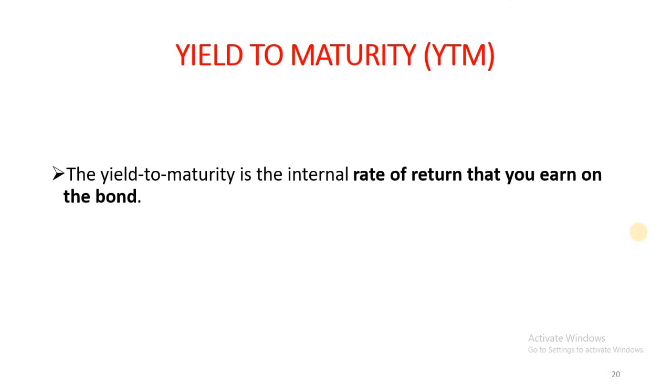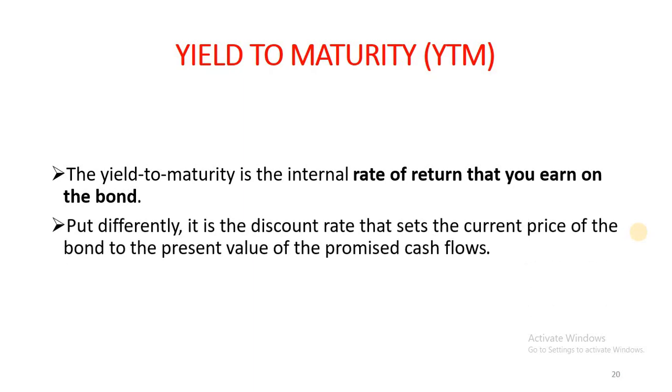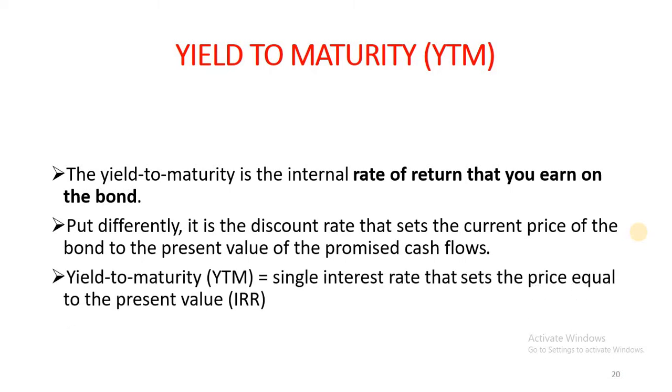Now we learn how to find out yield to maturity of the bond. Yield to maturity is simply the internal rate of return that you will earn on the bond. Or if we say differently, it is simply the discount rate that sets the current price of the bond equal to the present value of all the promised cash flows of the bond paid to the investors. So yield to maturity is equal to the single interest rate that sets the price equal to the present value.